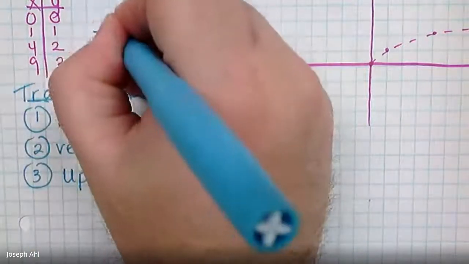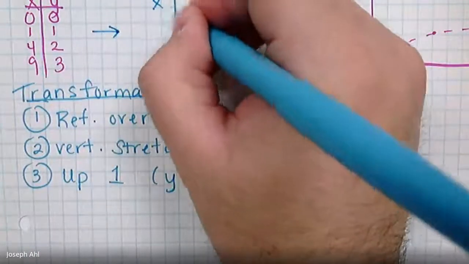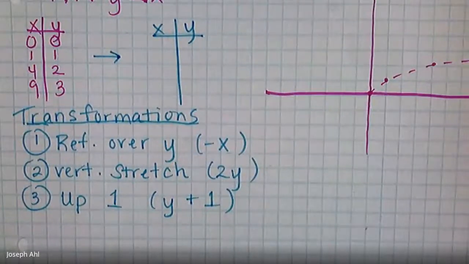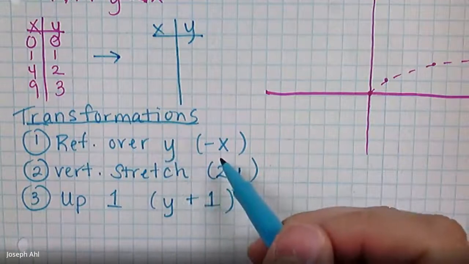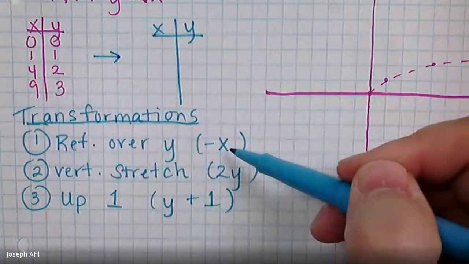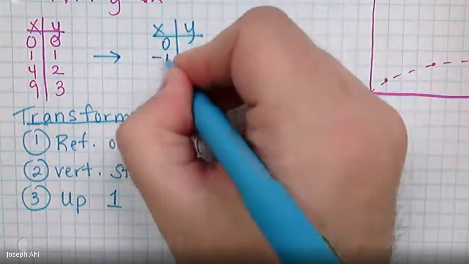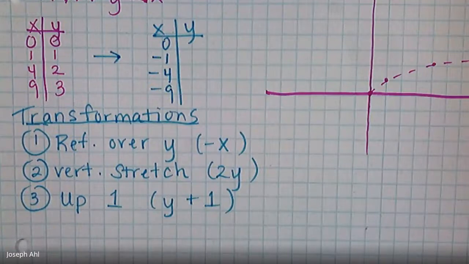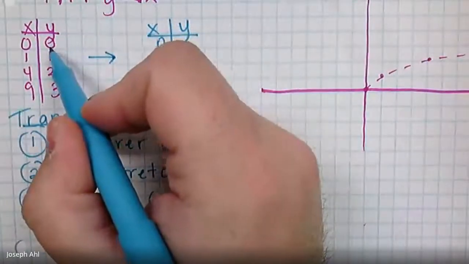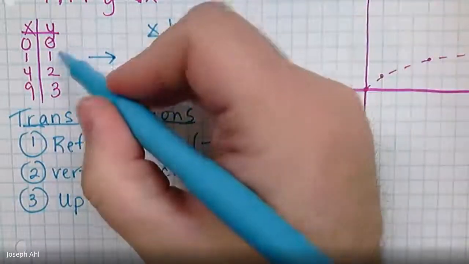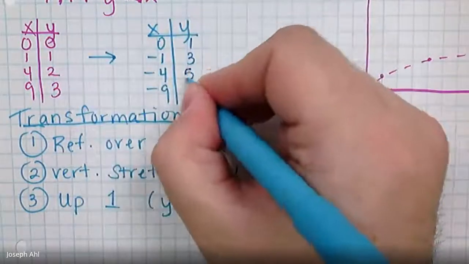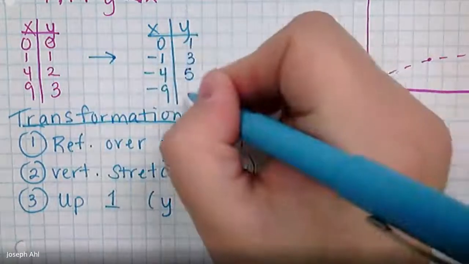Okay, so let's come back to the table then and say, after all those transformations, what is this going to look like? Okay, so the first thing I'm going to do is take my list of x values and negate them. That's the only thing that's happening to x. So it'd be 0, -1, -4, -9. Then we're going to double the y values and add 1. So 0 times 2 is 0, plus 1 is 1. 1 times 2 is 2, plus 1 is 3. 2 times 2 is 4, plus 1 is 5. 3 times 2 is 6, plus 1 is 7.